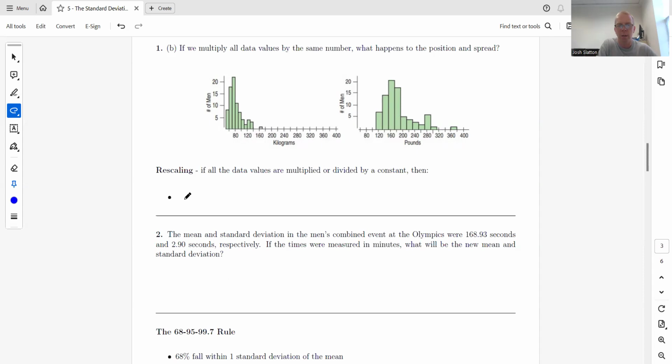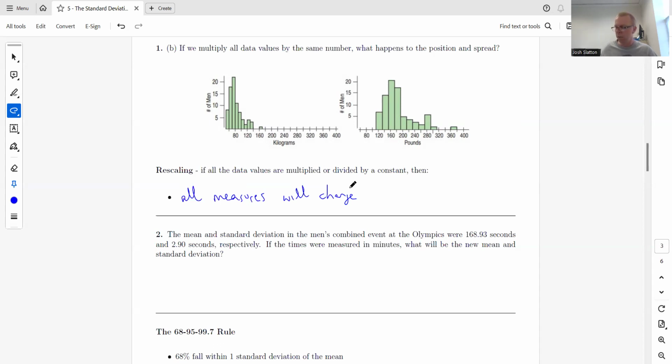So in this case, all measures will change, and be multiplied or divided. If it's 2.2, the mean will be multiplied by 2.2. The median will be multiplied by 2.2. The standard deviation will be multiplied by 2.2. Everything is multiplied by 2.2 when you multiply all the data points by some number.